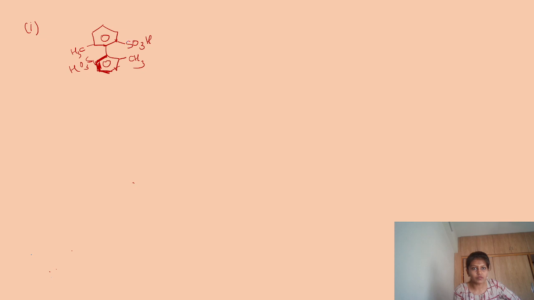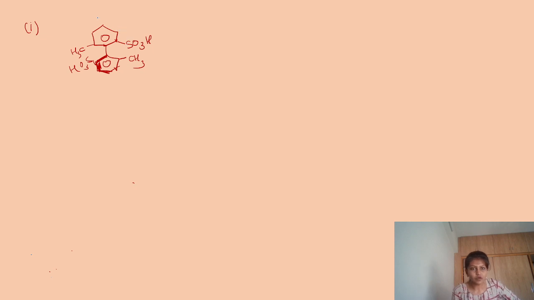Second, a minimum of 3 functional groups must be bulky. So SO3H is bulky, methyl is bulky. So here we can say all 4 groups are bulky. And third, A is not equal to B and C is not equal to D. Okay, so now we can start.